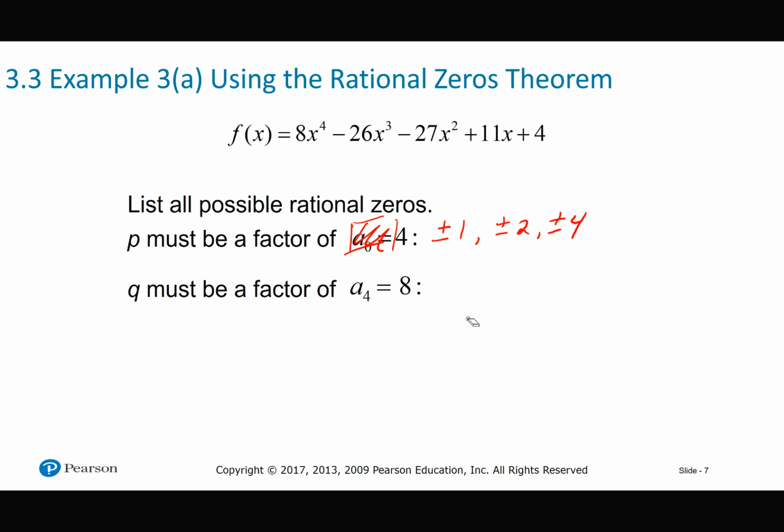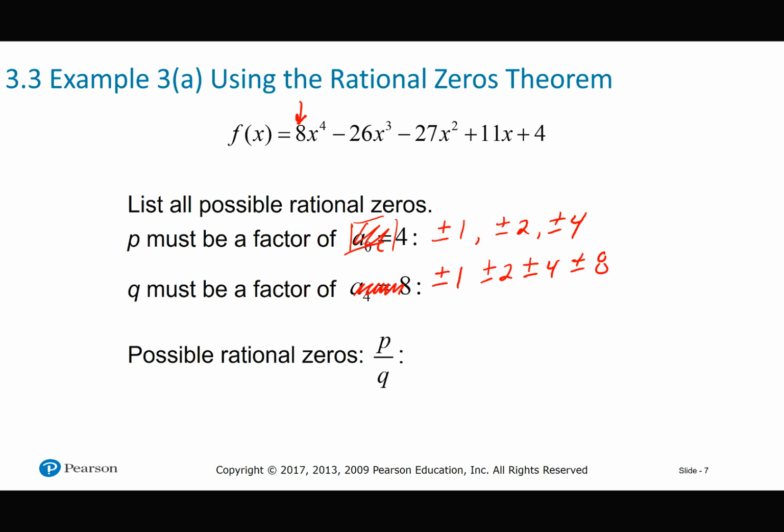And then factors of my leading coefficient, again, my leading coefficient here is 8. So Q they like to use. So this would be plus minus 1, plus minus 2, plus minus 4, plus minus 8. Everybody comfortable how I'm getting that 1, 2, 4, 8? It's always plus minus on every single one.